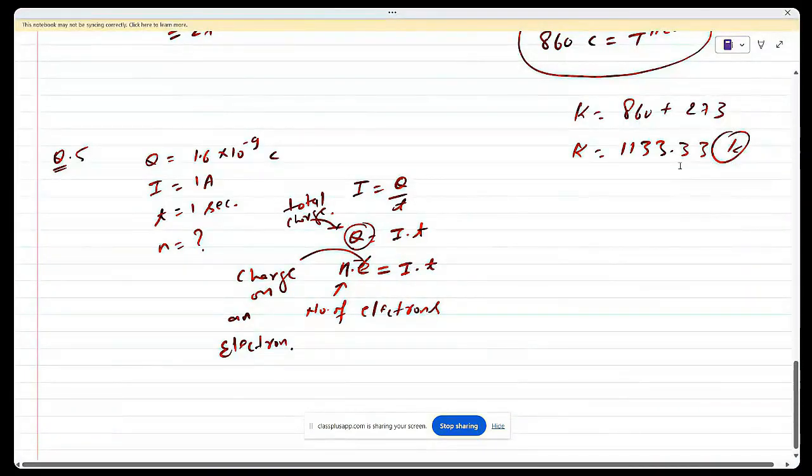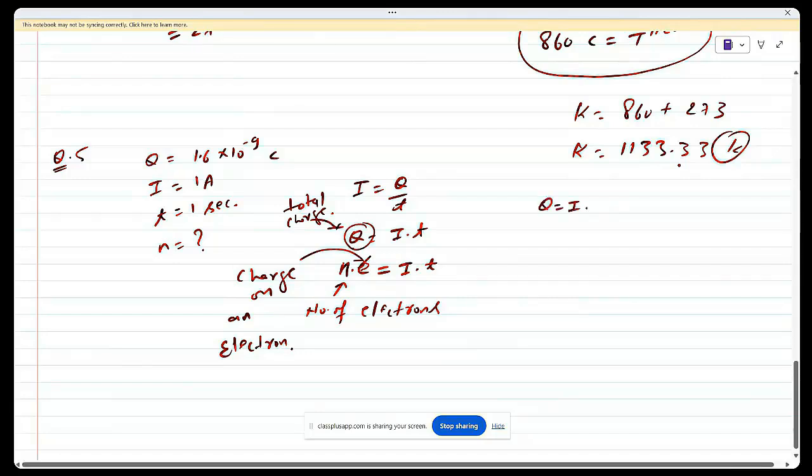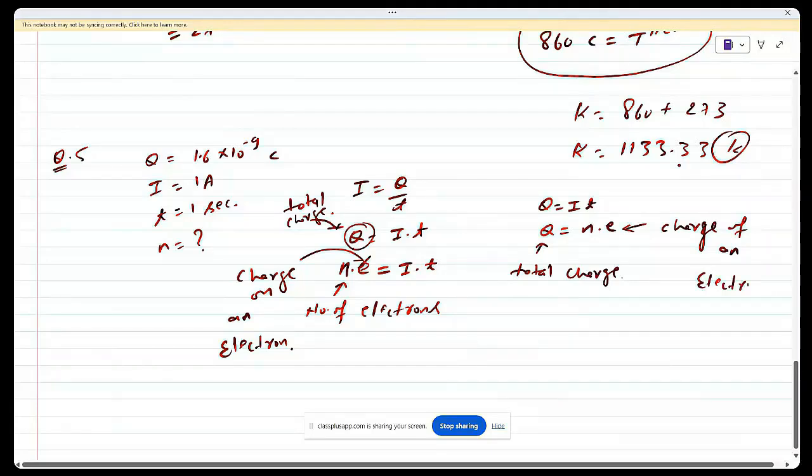So for this question number 5, you need to know two formulas. Number 1, Q is equal to IT, and Q is equal to N into E, where Q is the total charge, E is the charge of an electron, and N is the number of electrons. What was given? The charge on an electron, which you can write as E, and Q is the total charge. So from this formula you can solve question number 5.